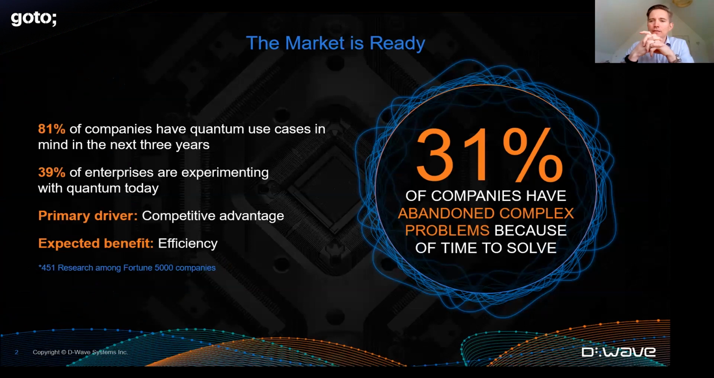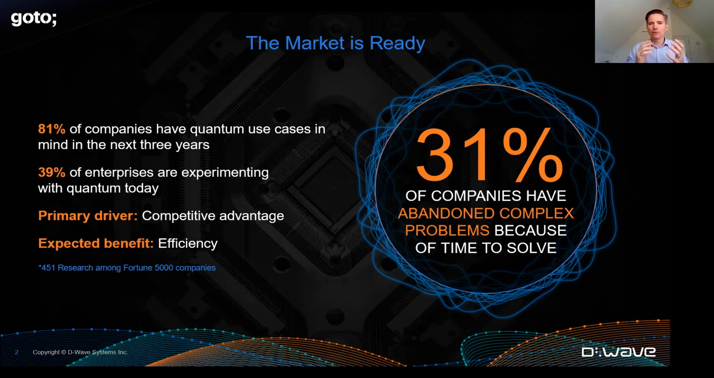We've done a lot of market research, and the reason I started with this slide is because this should resonate with everybody here in terms of a common experience of, as you're working through your development practices, there are sometimes scenarios where you run into a challenge which is very difficult to actually get solved. And in fact, from this market research, 31% of companies, literally almost a third of companies, have abandoned some complex problems because the time to solve is preventing them from creating solutions.